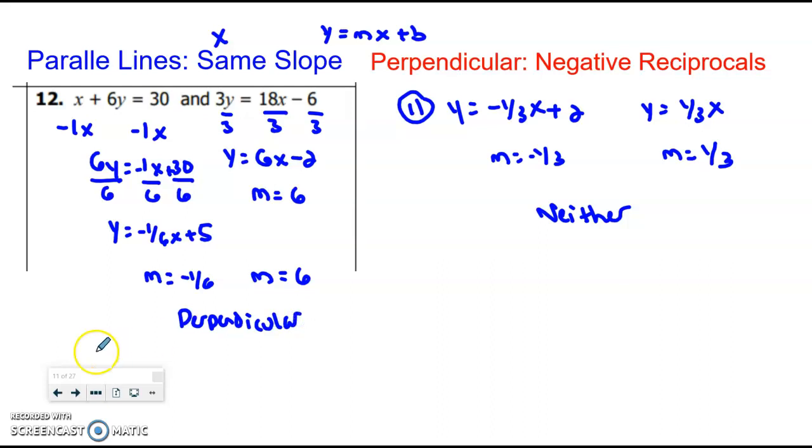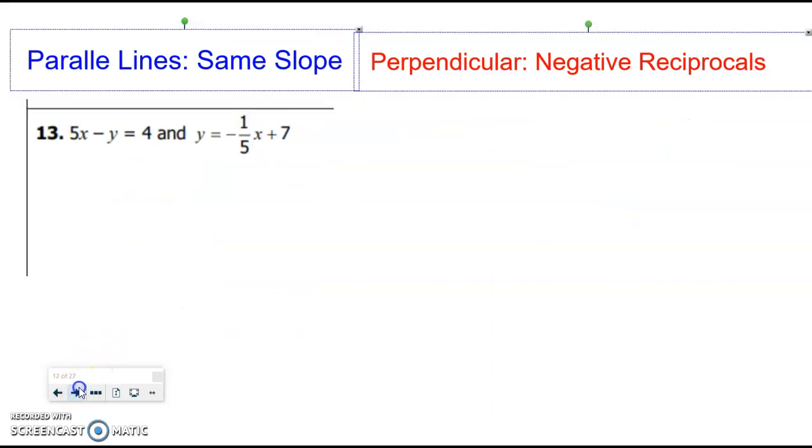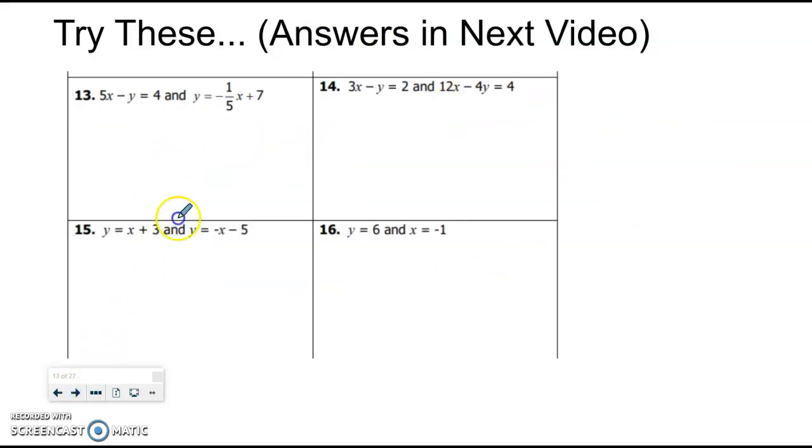So here's what I'm going to ask you guys to do. Look at questions 13 through 16. Try those out, try to find out what their equations are, maybe write them in slope-intercept form. Most of them are, but there are a couple that you might have to. Tell me if they're perpendicular, parallel or neither, and then watch the next video.